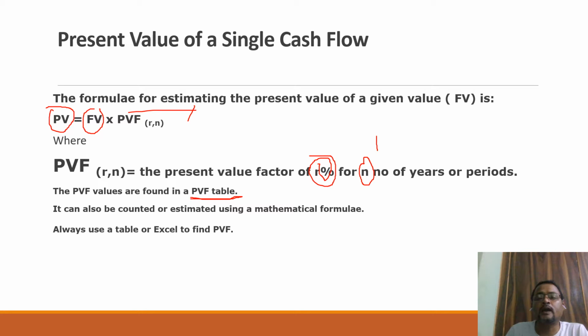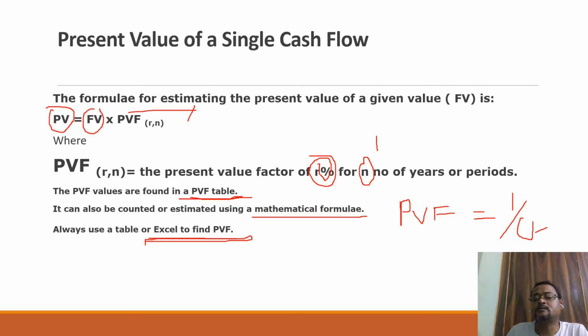We can use the help of a present value table, present value factor table. We can calculate with the help of a financial calculator. You can also calculate the present value factor with a mathematical formula, or with the help of an Excel formula. The present value factor is calculated as 1 divided by 1 plus R percentage to the power of the number of years.